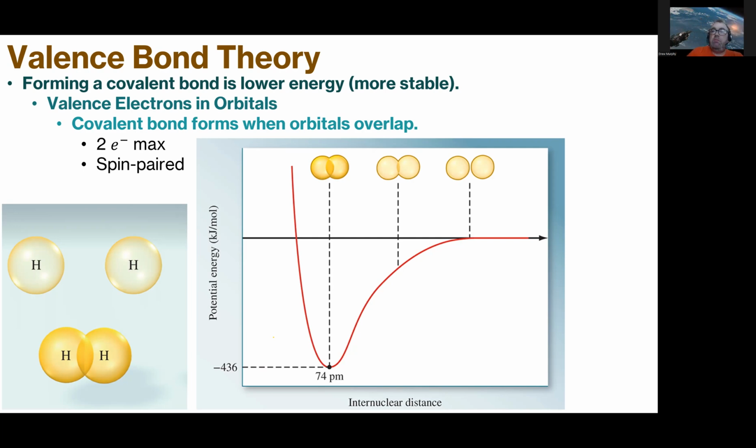What do we mean by spin paired? We're talking about one going up and one going down, just like when we talked about electron configurations and all that stuff. We're focusing in on valence electrons, and we're trying to remember, right? We're forming covalent bonds because this is a lower energy or more stable situation.